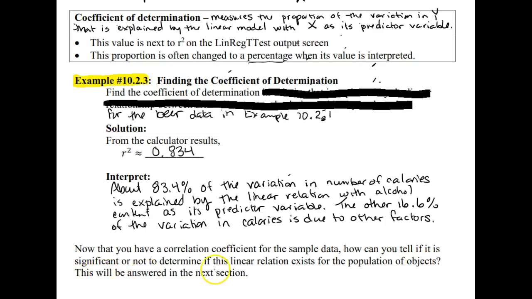Now that you have a correlation coefficient for the sample data, how can you tell if it's significant or not, to determine if this linear relationship exists for the population of objects? Keep in mind, in the study, we only had 9 beers. There's a lot of beers out there, so 9 seems like a pretty small number. How can we generalize this out to the population of objects? This will be answered in the next section.